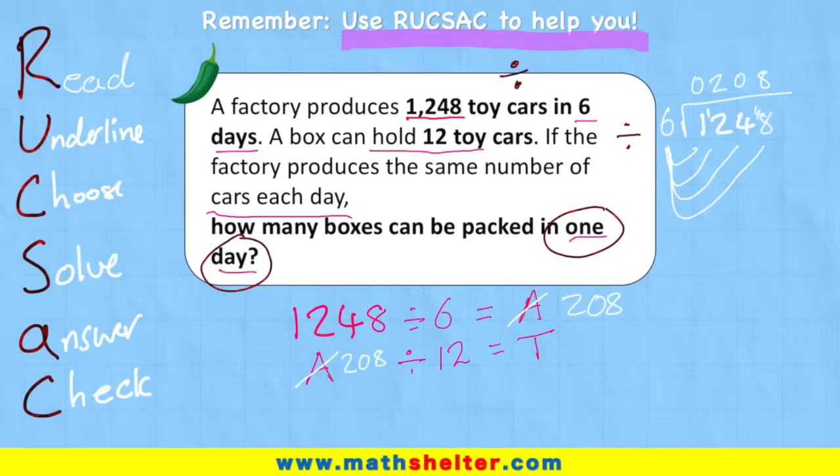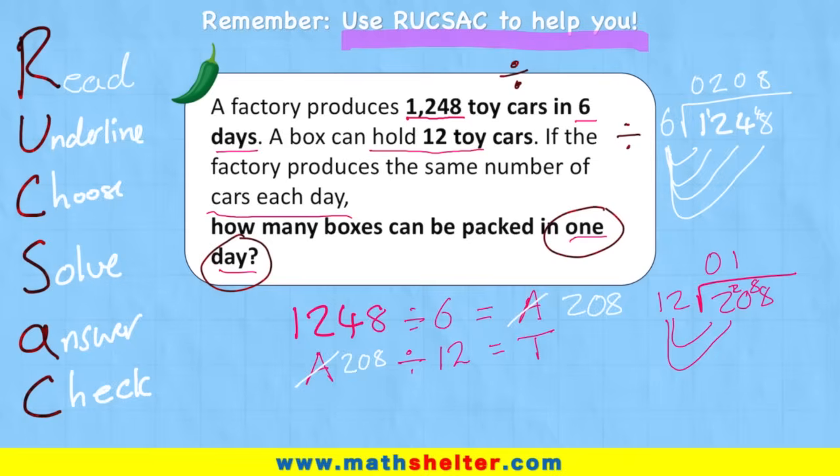So that's how many cars are produced in a day, but we need to know how many boxes that will be, and each box is 12 cars. So my final question is 208 divided by 12. Well, how many 12s are there in 2? Can't do that. Carry the 2 across. How many 12s in 20? 1 with 8 left over.